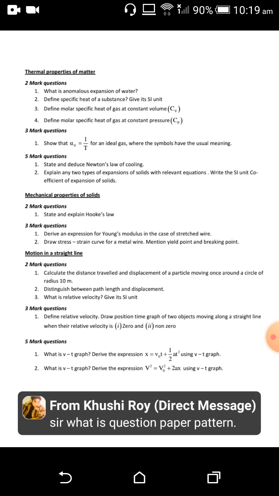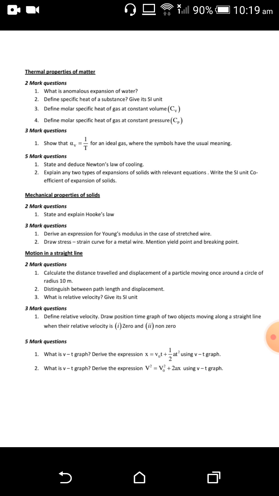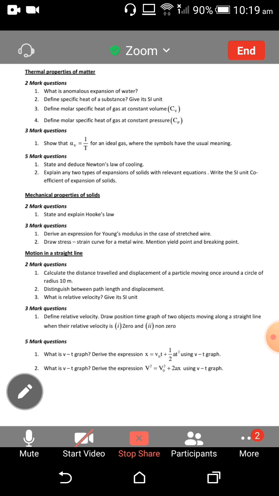So these are some of the 2 marks questions. Okay Kushi, I'll come to the question paper pattern later once we complete these things.